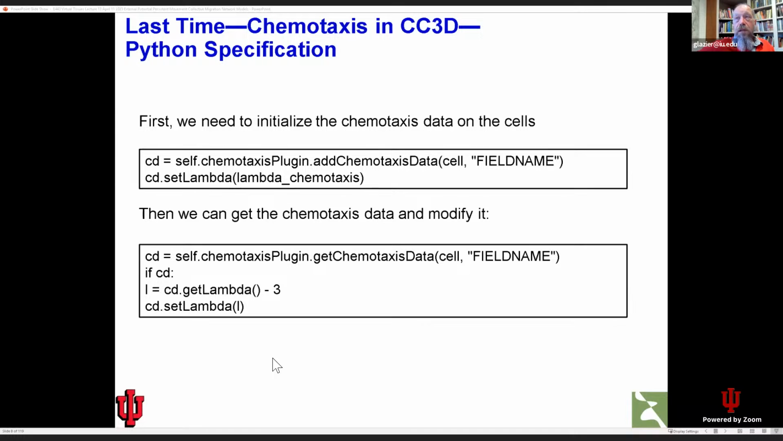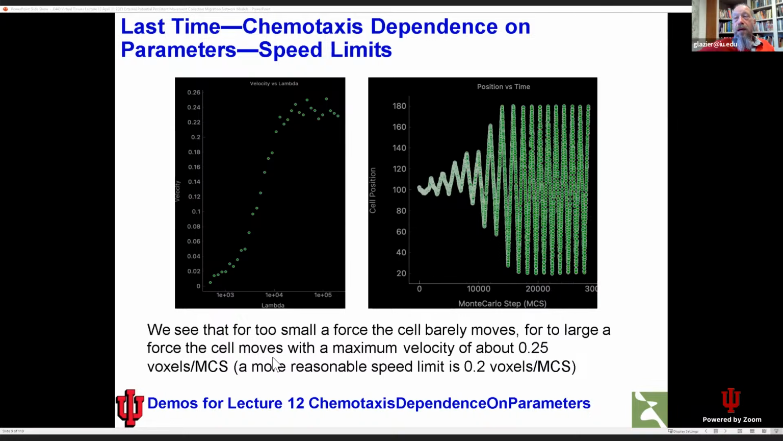And we also learned how to specify chemotaxis in Python, so we had more fine-grained control. And we ran, although we didn't really go into the details, a little demo called Chemotaxis Dependence on Parameters, where we could calculate the velocity of the cell in response to a fixed chemical field as we changed the lambda chemo. And when you do that, you see that there basically are three regimes.